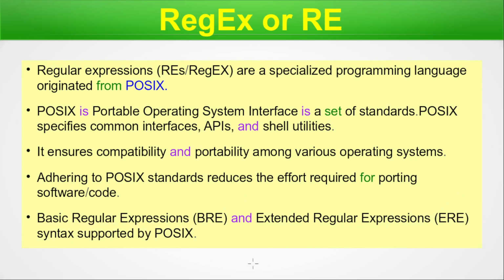Now, these are something which came with the POSIX, and later on they were adopted by different programming languages like Perl, Python, Ruby, Java, etc. So the BRE and ERE came with POSIX, which came from the operating system itself, and it was created because of the software code portability from one operating system to another.